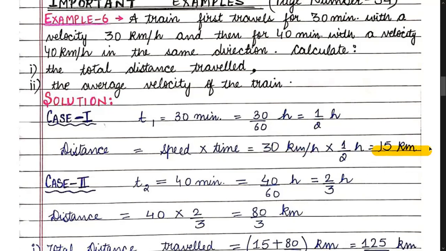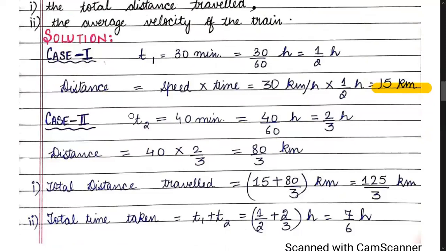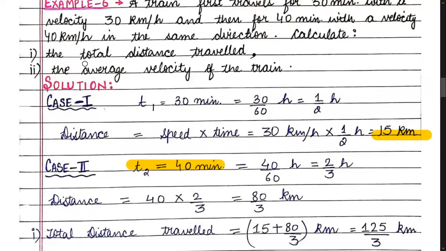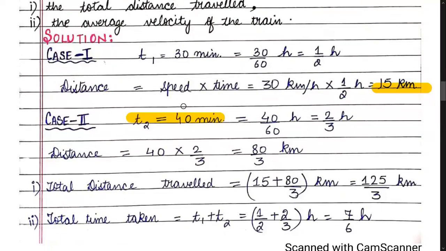And similarly, in case 2, when time is 40 minutes, then your speed is 40 kilometer per hour. So convert 40 minutes into hours and then find distance. That comes out to be 80 by 3 kilometers. So what will be the total distance? Let's add the total distance. It comes out to be 125 by 3 kilometer. Take LCM and do the solution, students.